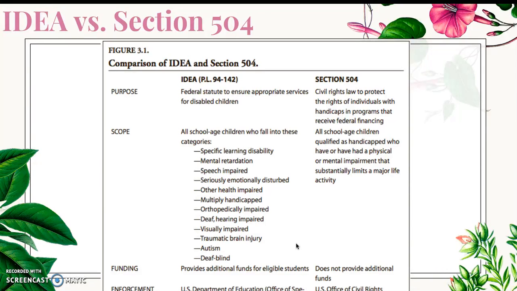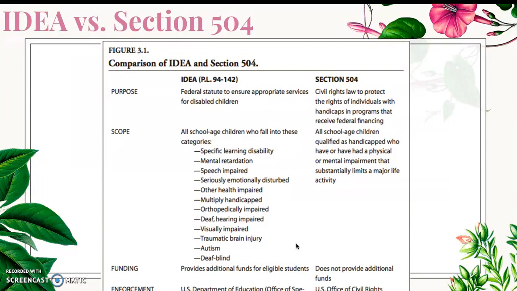Next, we have the IDEA versus Section 504. So for IDEA, the purpose is federal institute to ensure appropriate services for disabled children, while Section 504 is the civil rights law to protect the rights of individuals with handicaps and programs that receive federal financing.